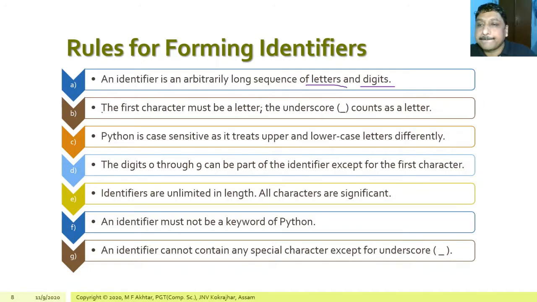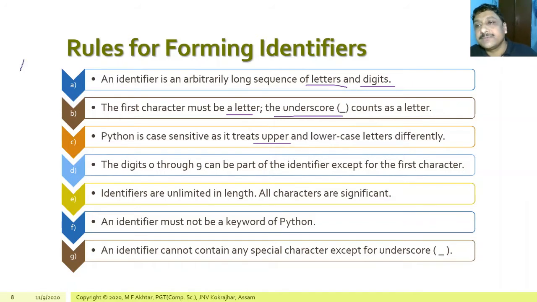The first character must be a letter, or the underscore. The first character should be a letter or an underscore, and no other characters can be used as the first letter. Python is case sensitive, as it treats upper and lower case letters differently. We can give capital letters in identifier names and small letters also, but both are different.